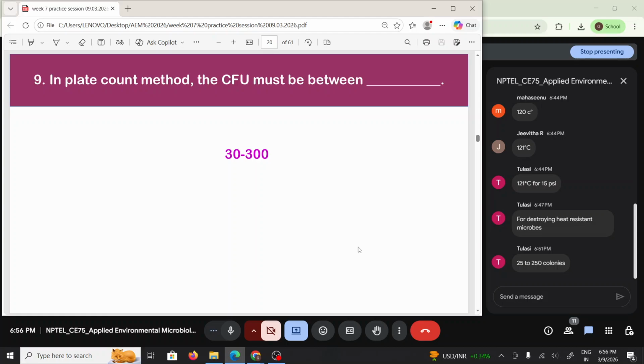So ideally the plate should have the number of colonies between 30 to 300, and then you call that plate valid. So that is why whenever you have a sample, you try to make different dilutions of it, and you only take up the plates which have the count between 30 to 300.